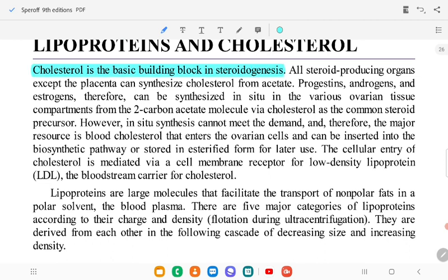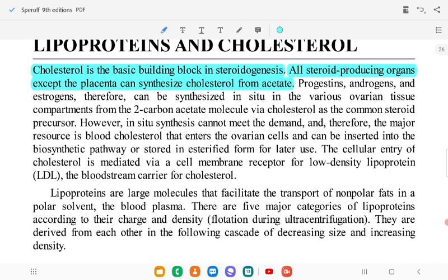All steroid producing organs except the placenta can synthesize cholesterol from acetate. Progesterone, androgen and estrogen therefore can be synthesized in situ in the various ovarian tissue compartments from the two carbon acetate molecules. So usually from acetate they synthesize cholesterol, in all the steroid producing organs except the placenta.